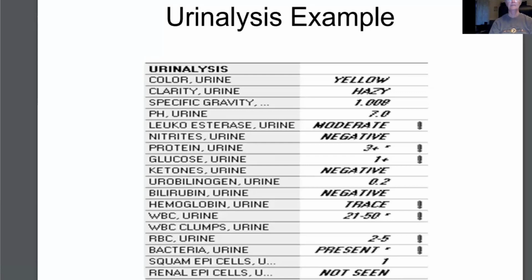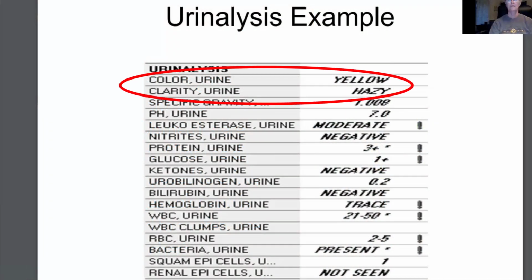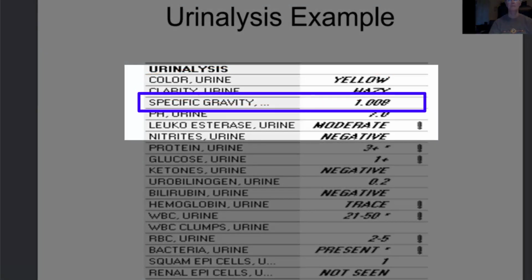The report you're getting here is just a printout of the dipstick test that we use in the clinic and in the hospital setting. It's just interpreting those results that are different colors and then putting it on a sheet. So the first two are really just a description of the urine sample itself, what we would say grossly, just looking at it as urine. It's yellow, it's hazy. Specific gravity has to do with how dilute or how concentrated the urine is.